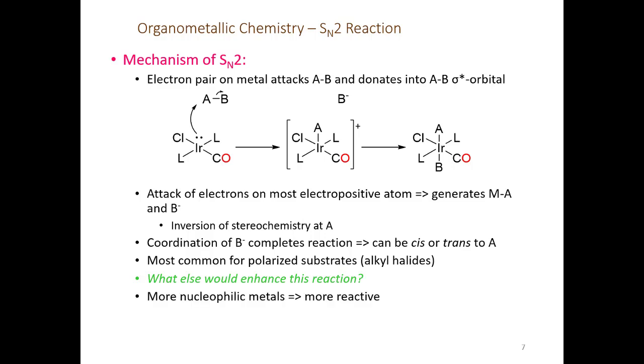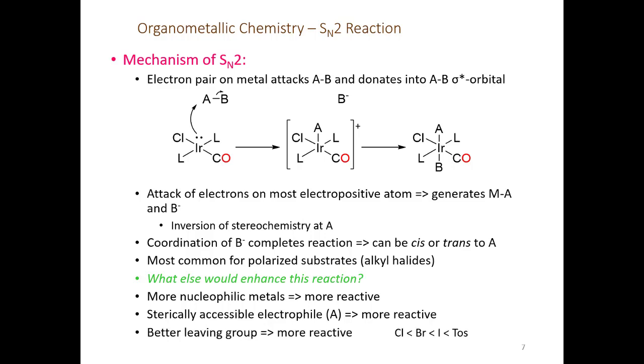So a more nucleophilic metal would make the metal center more reactive and would speed up that initial nucleophilic attack step. This could be achieved by having more electron donating ligands on the metal center or having a lower oxidation state on the metal center. In addition, a sterically more accessible electrophile A would enhance this reaction because the electrophile would be more reactive and more prone to nucleophilic attack. Lastly, a better leaving group would make the electrophile more reactive, it would make these intermediate products more stable, and would favor that initial nucleophilic attack of the metal on AB.